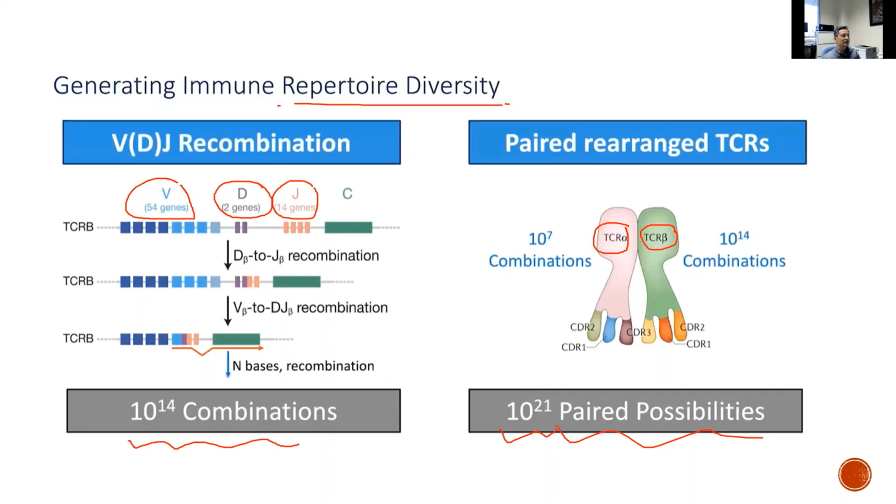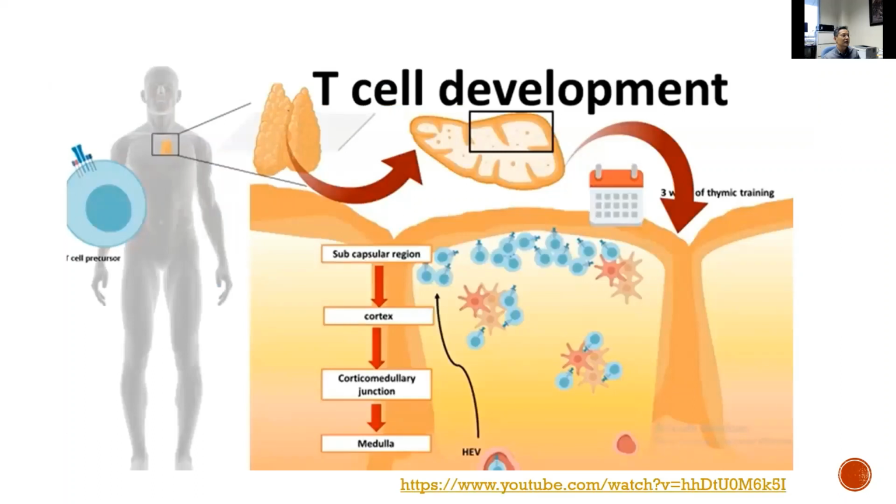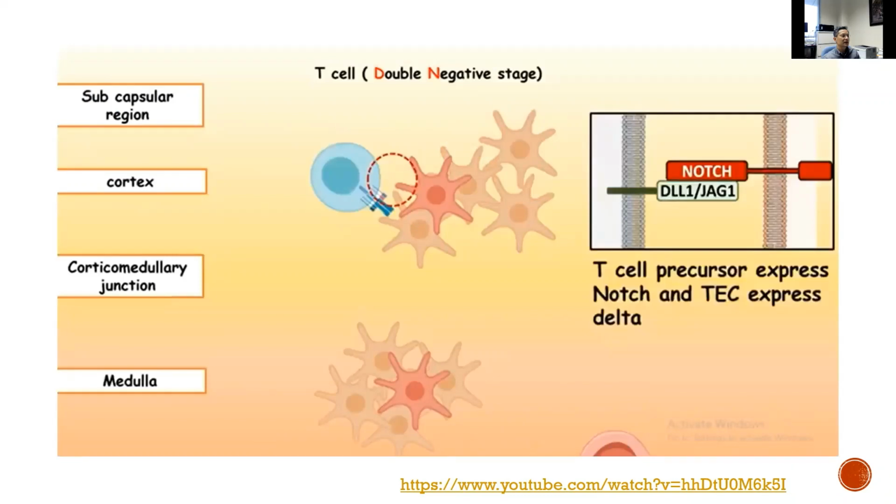By the way, the rearrangement of T cell receptors happens in the thymus, and this process has its own spatial structure. It starts from a different position in the thymus, from the cortex to the medulla, and the bone marrow cells go through so-called positive and negative selection, and through the so-called double negative stage. At that stage, there's no surface CD4, CD8 expression. That's within the thymus, at different positions of the thymus.